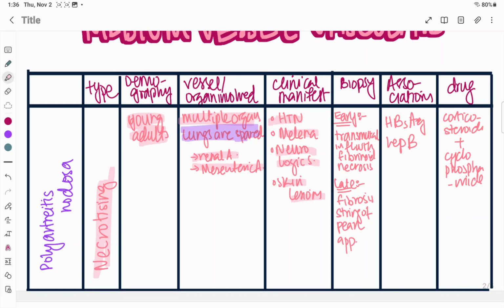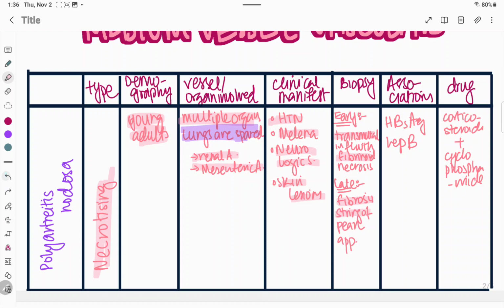Biopsy. Early biopsy will show transmural inflammation. And you know that in vessels, what kind of necrosis usually happens? Fibrinoid necrosis. It is a concept of general pathology, right? So it's fibrinoid necrosis. And late, after fibrinoid necrosis, when necrosis resolves, what happens? Fibrosis happens, right? So what kind of appearance? It will be a string of pearls appearance.